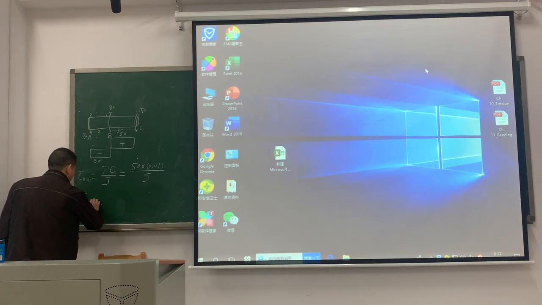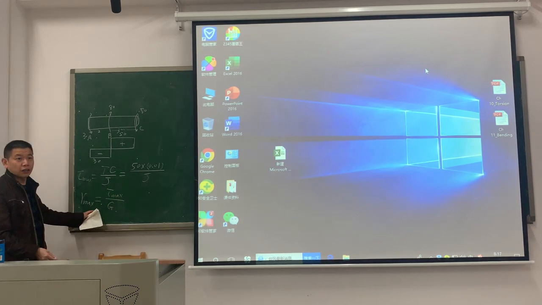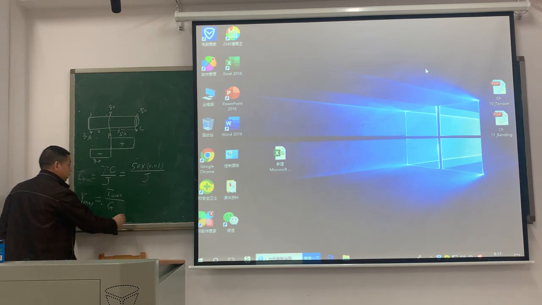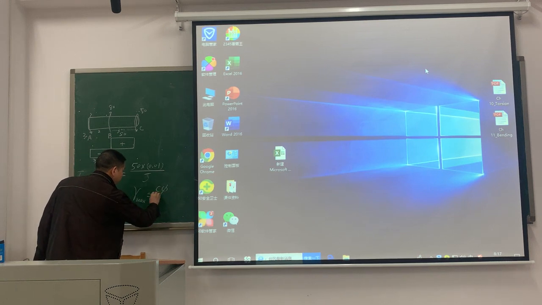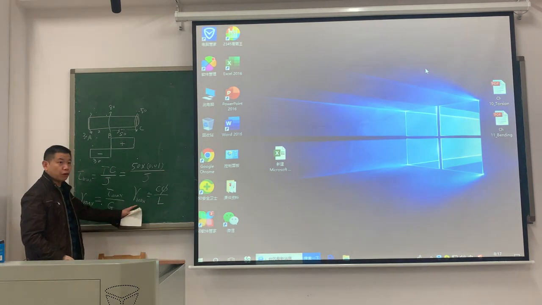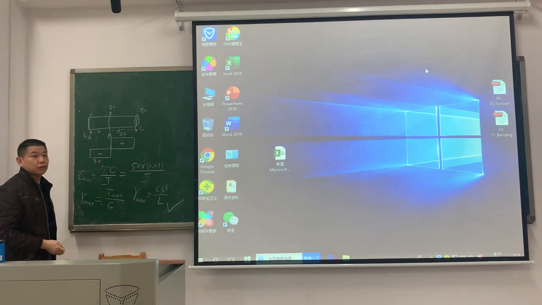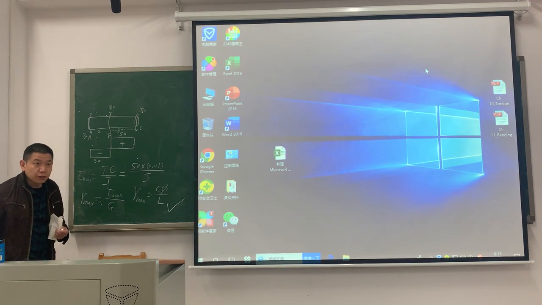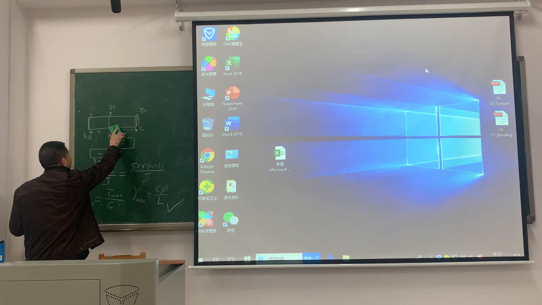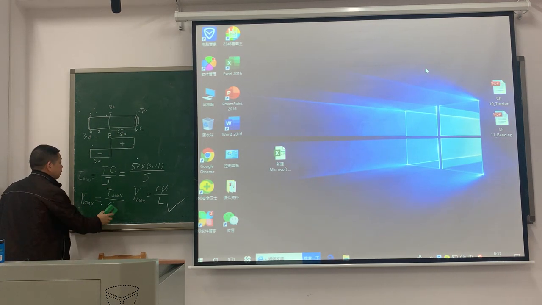Gamma max is T max over... yes or no? Yes. Some students read gamma max is C phi over L. The formula is right, but for this problem it is not right. Why? Have you looked at C before? The equation is also the same. Wait.